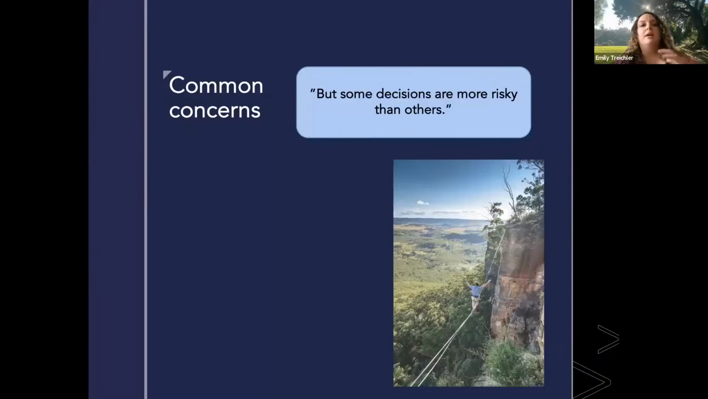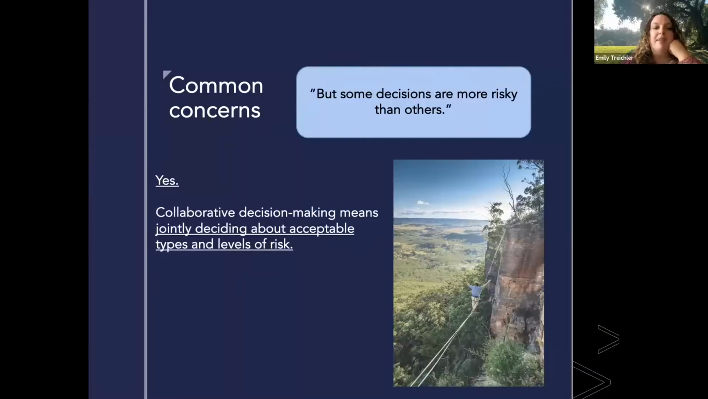Okay. And then one of the other things I hear is, some decisions are more risky than others. Are we really going to do collaborative decision-making for these more risky decisions? And my answer is yes. Some decisions are more risky than others. You are absolutely right. But we have to jointly decide with our clients what acceptable types and levels of risks are. That's partially why we're doing this, so that we can really understand how they perceive risk, what aspects of risk are acceptable and unacceptable to them, what benefits are an acceptable payoff for that risk.